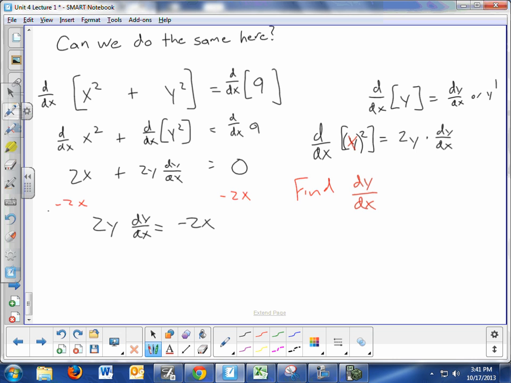Now what do we do now? Divide by 2y. Turns out, since our original equation was not a function, we're not going to be able to express the derivative as a function in terms of just x's. We have to express the derivative as a function of both x's and y's. And this is the derivative of that circle.